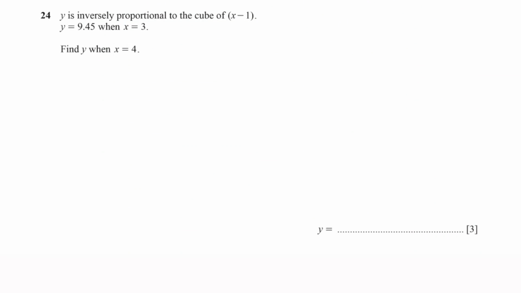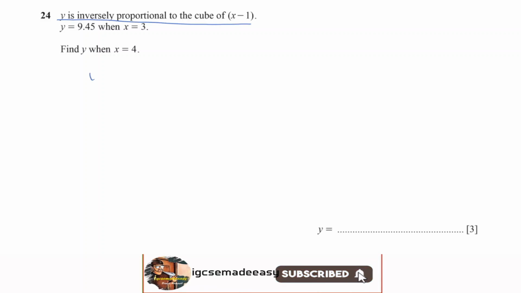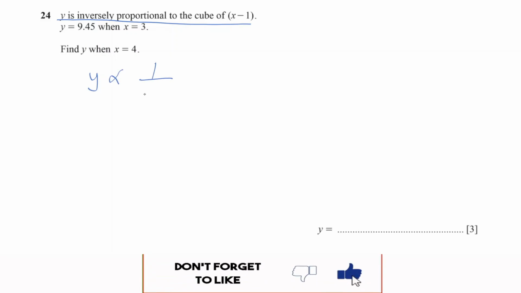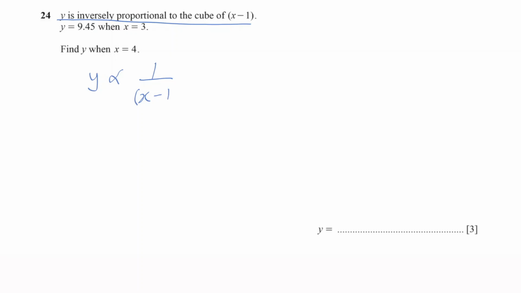Question number 24. Y is inversely proportional to the cube of x minus of 1. So y is inversely proportional to cube of x minus of 1. Okay. And when x is 3 and y is 9.45. With this we can find the value of k. Let's find, if I remove this proportionality symbol, this is called as proportionality symbol. If I remove this and put equal to, I have to write k on it. Okay. If I remove the proportionality symbol, I have to write k on it, and rest all remains the same.